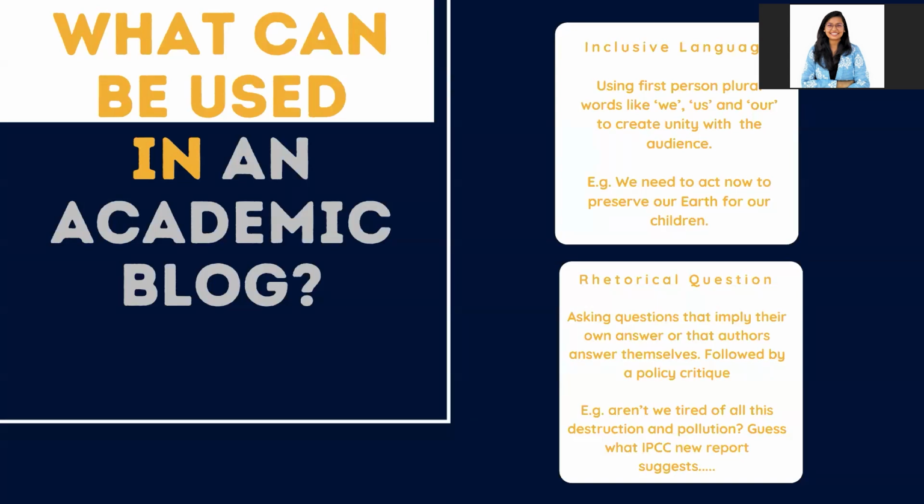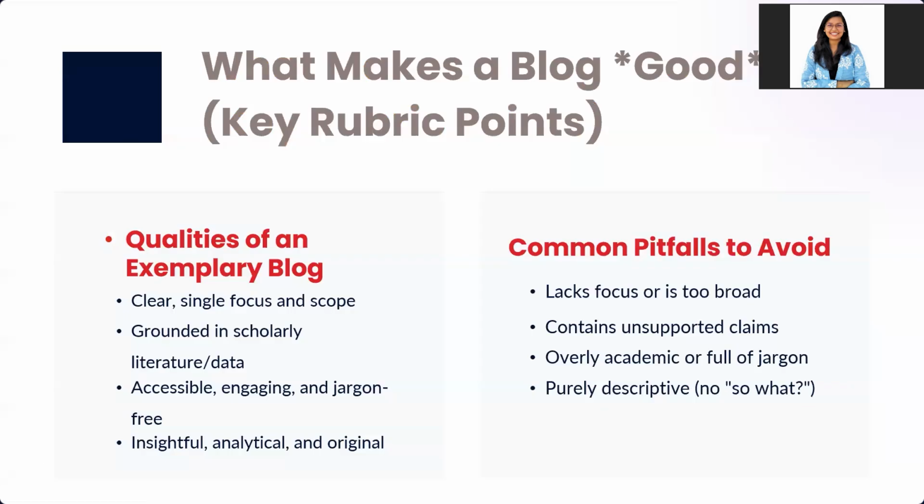So basically, what makes a blog a good blog? The key rubrics are: be clear, single focused, grounded in scholarly literature, accessible, engaging, jargon free, insightful. If you have jargons, provide hyperlinks or research papers to it. Insightful, analytical, and original. The pitfalls are obviously if it is too broad, unsupported claims, overly academic, full of jargons, or purely descriptive.